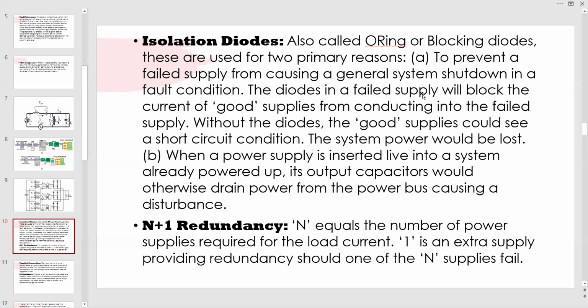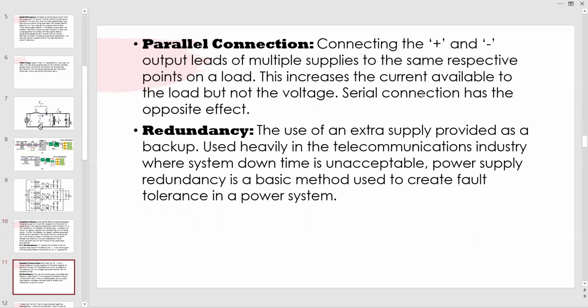N plus 1 redundancy. N equals the number of power supplies required for the load current. One is an extra supply providing redundancy should one of the N supplies fail. Parallel connection. Connecting the plus and minus output leads of multiple supplies to the same respective points on a load. This increases the current available to the load but not the voltage. Series connection has the opposite effect.